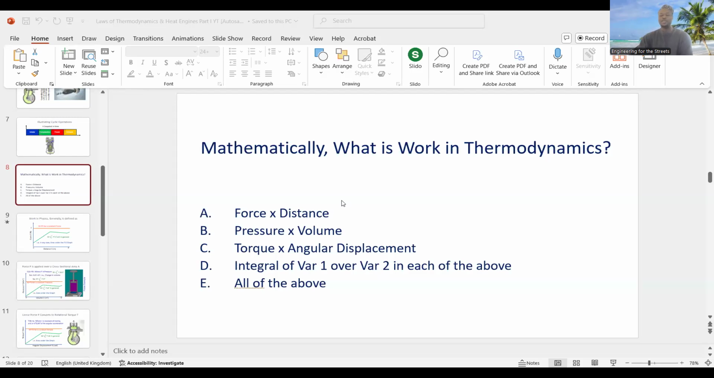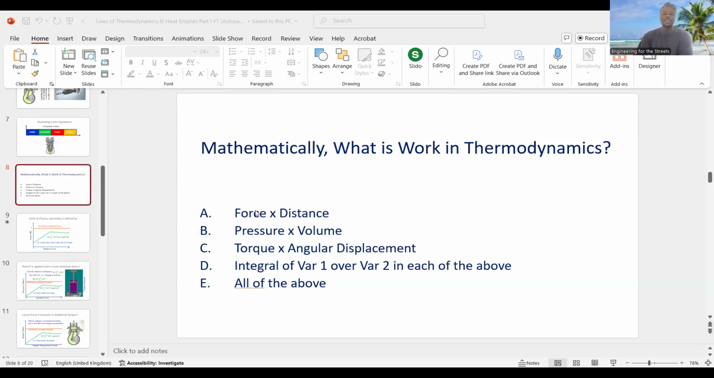let's share our screen. So we're going to be beginning with a question. And the question is this: mathematically speaking, what is work in thermodynamics? Yes, we already know that work is mechanical motion. Yes, but in mathematical terms, or if you want to do some calculations, how do you calculate work? And what is work? What variables are important in the calculation of work?